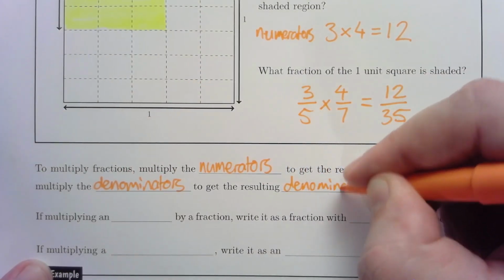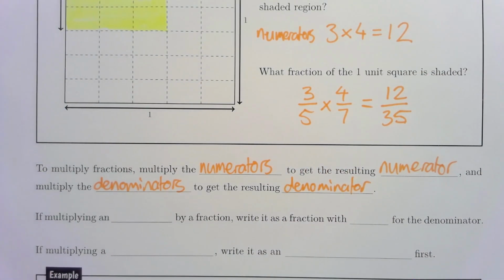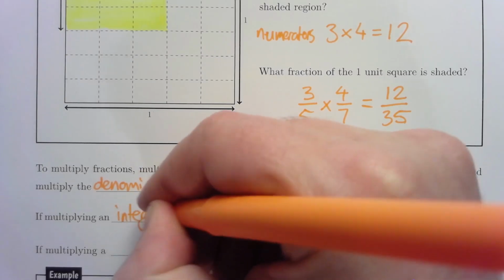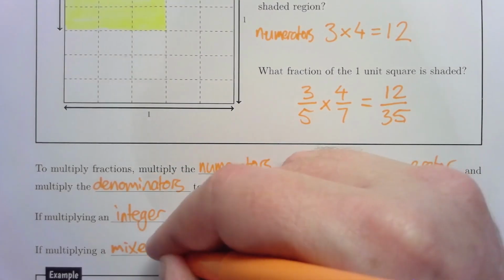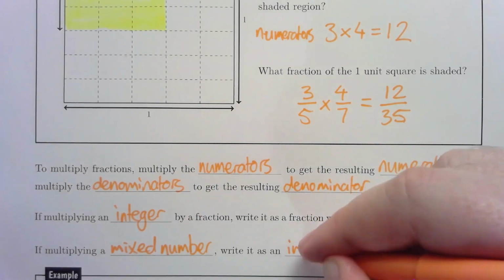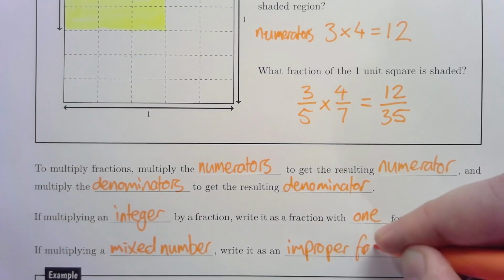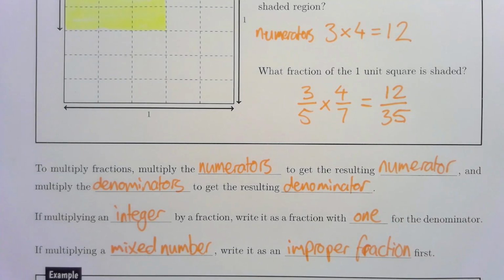Now, if the numbers that we're working with aren't all fractions, there's a few things we can do. If we're multiplying an integer by a fraction, we can write the integer as a fraction using 1 for the denominator. If we want to multiply a mixed number, we can write it as an improper fraction first and multiply exactly the same way as we've just seen.